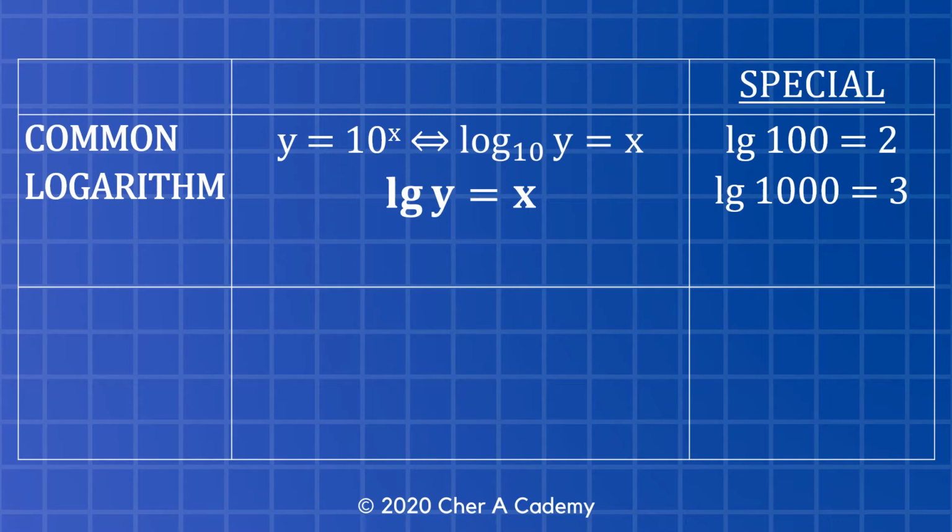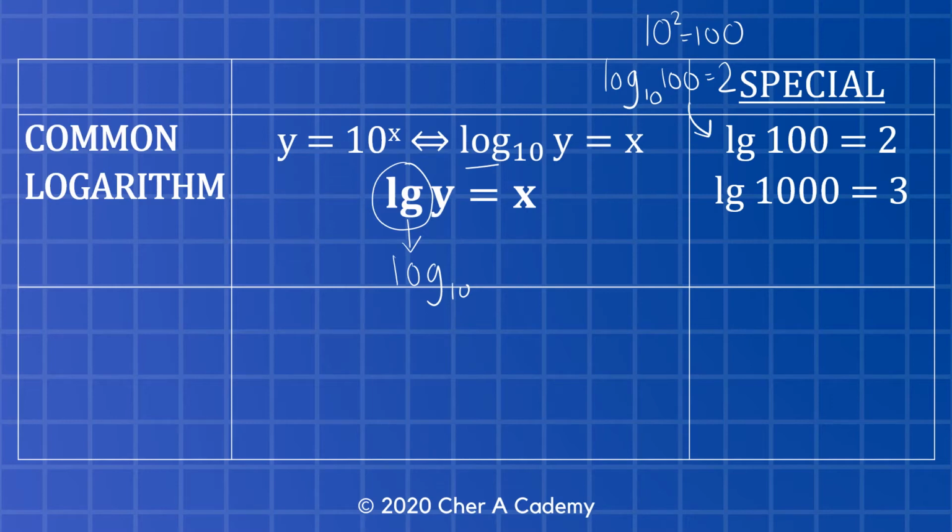Earlier on, you saw log, L-O-G. But what happens when you see lg? lg is actually short form for log to the base of 10. So earlier on, we saw that 10 squared is equal to 100. If we change to log form, it will be log base 10 of 100 equals 2. Or it can be written as lg 100 equals 2.